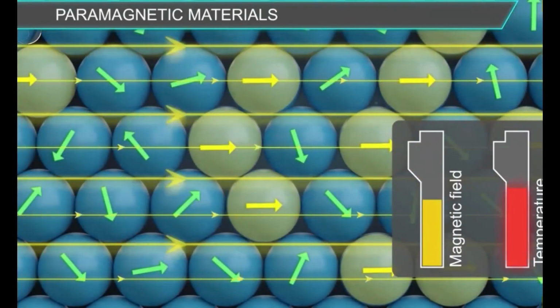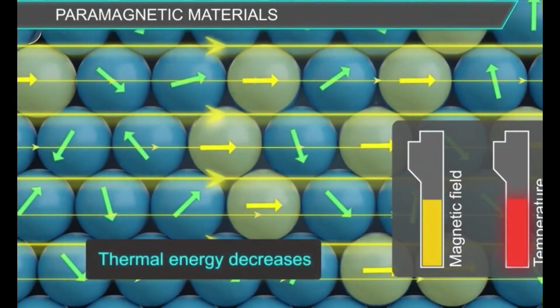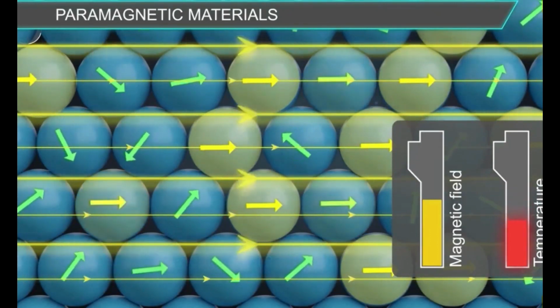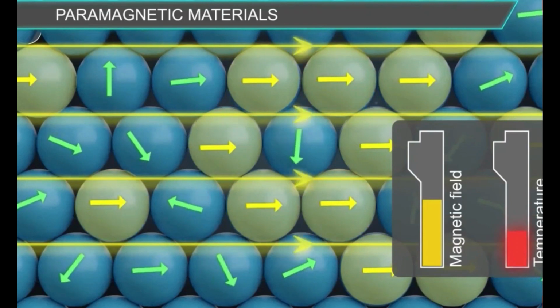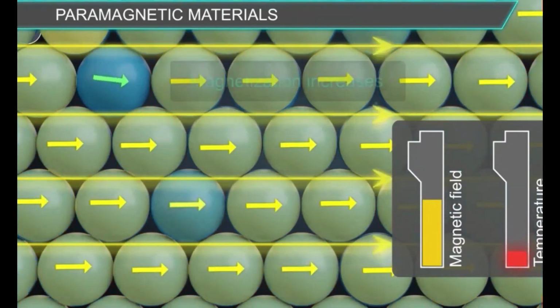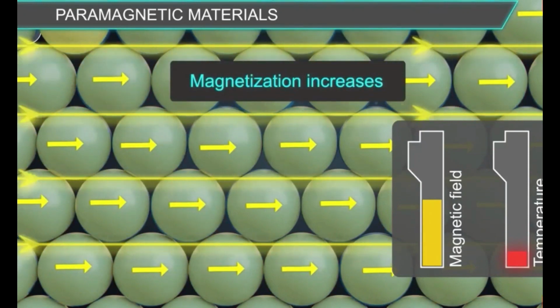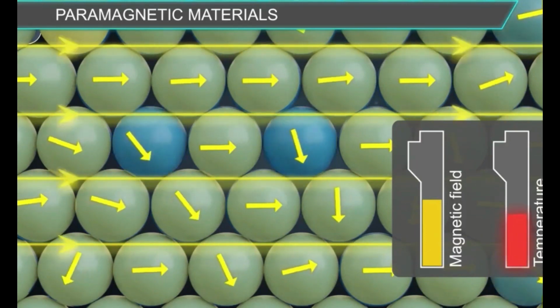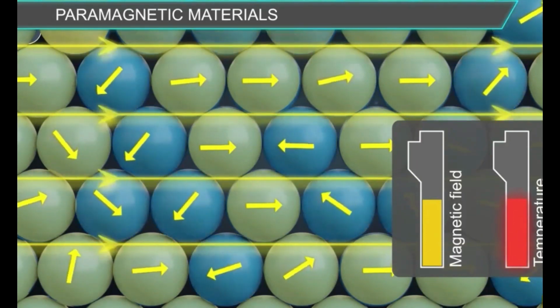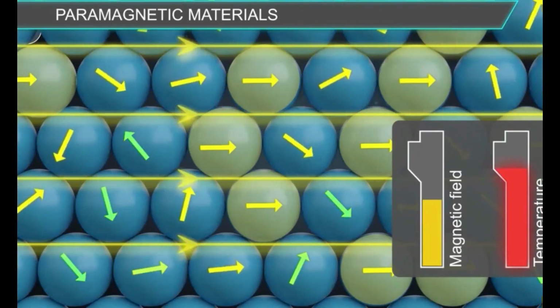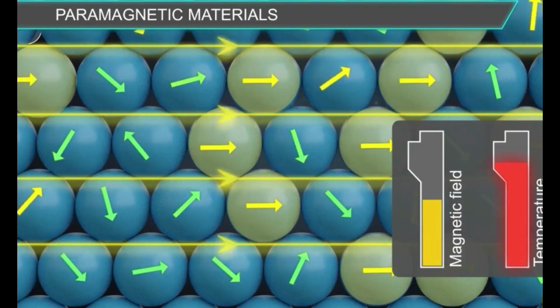When the temperature of the material is decreased, the thermal energy of the material decreases. Now, more dipoles can overcome this lower thermal energy and align with the magnetic field. The magnetization increases. Again, if the temperature is increased, the thermal energy of the material increases. Now, some of the dipoles that were already aligned experience higher thermal energy and become randomly oriented.